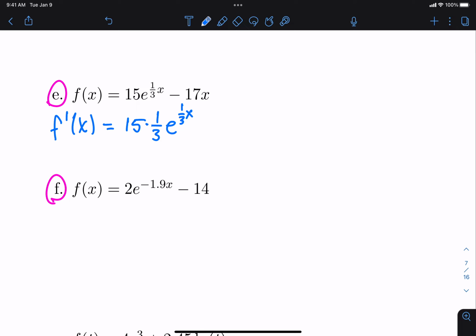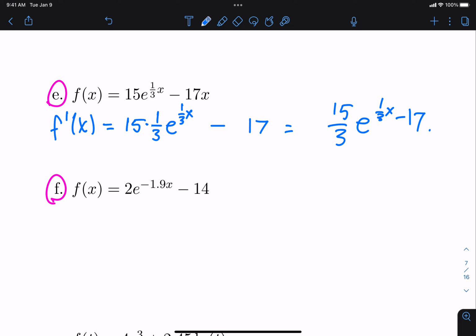Okay, so next up we still need to do the derivative of the other part, right? So I write a minus sign, and in this blank needs to come the derivative of 17x, which, since 17x is a linear function, its derivative is just the slope of that linear function, which for this one is 17. So we subtract 17. Okay, so if you wanted to clean it up a little bit, you could write 15/3 e to the 1/3 x minus 17. Questions on part E?